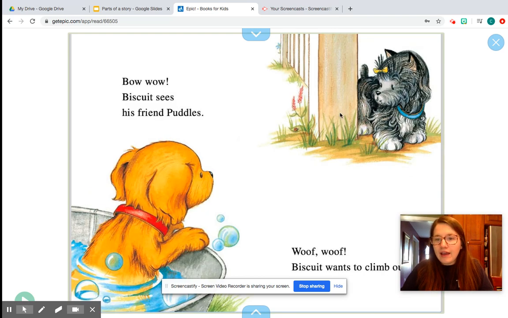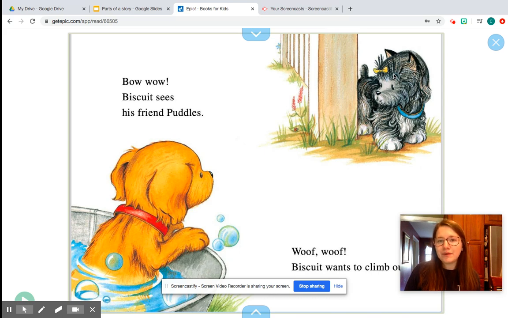And if I keep going, you may meet more characters as you read, and that's totally okay. It's about just knowing as you're reading that there are different characters in stories and that the characters do different things, and this is what tells the story. So the text here says Biscuit sees his friend Puddles. This is Puddles, so now I know as the reader that the characters in this story are the little girl, Biscuit, and Puddles. And throughout the year, we will learn that some characters are more important than others because more happens to them in the story. But just for this video, I wanted to define what a character is and show you an example of figuring out who they are.